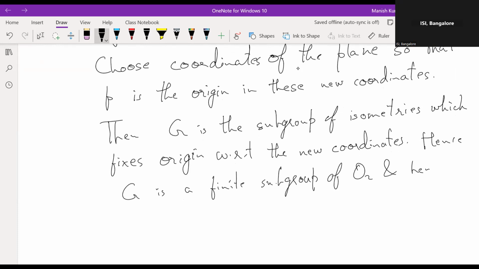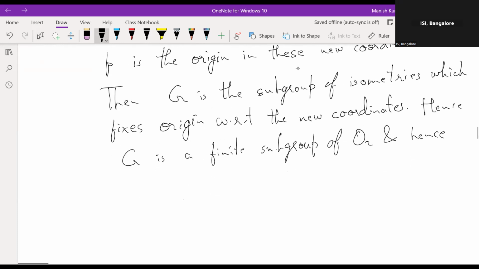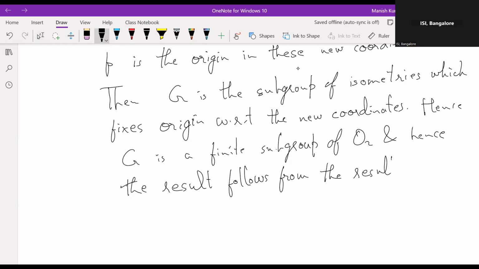And hence the result follows from the previous result about finite subgroups of O2. Okay.